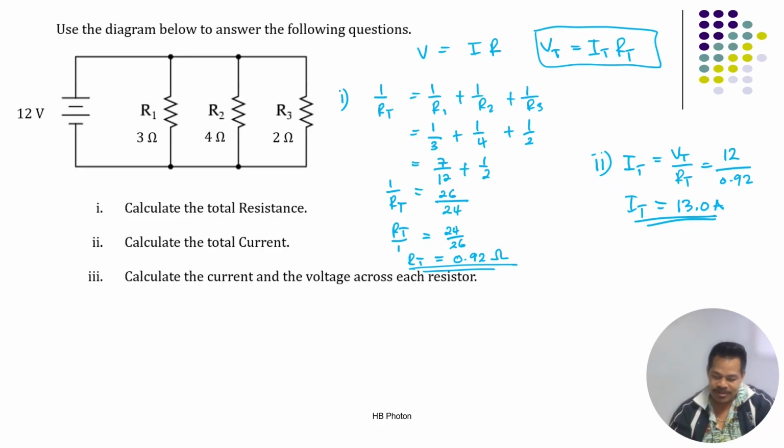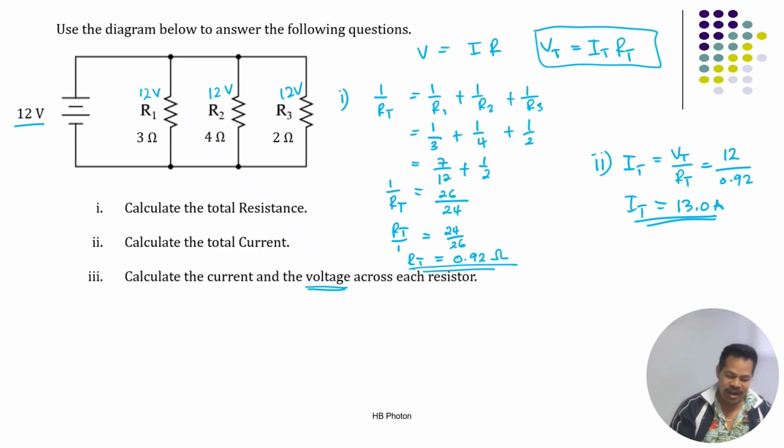And then the last question is asking for the current and the voltage across each resistor. So remember the information about the voltage in a parallel circuit is the same voltage. The input voltage is 12 volts, so across R1 it is 12 volts, R2 12 volts, and R3 12 volts, because in a parallel circuit the voltage is the same.